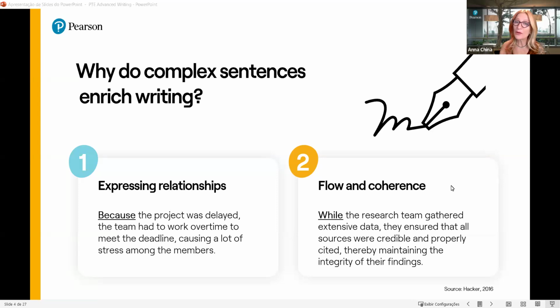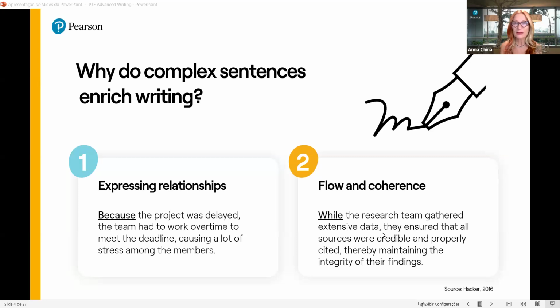The second one, while the research, it's flow and coherence then. So while the research team gathered extensive data, they ensured that all sources were credible and properly cited, thereby maintaining the integrity of their findings. So while the research team gathered extensive data, this gives us a temporal, time. It will relate the time. They ensured that all the sources were credible and properly cited. This is the main clause. And then thereby maintaining the integrity of their findings.